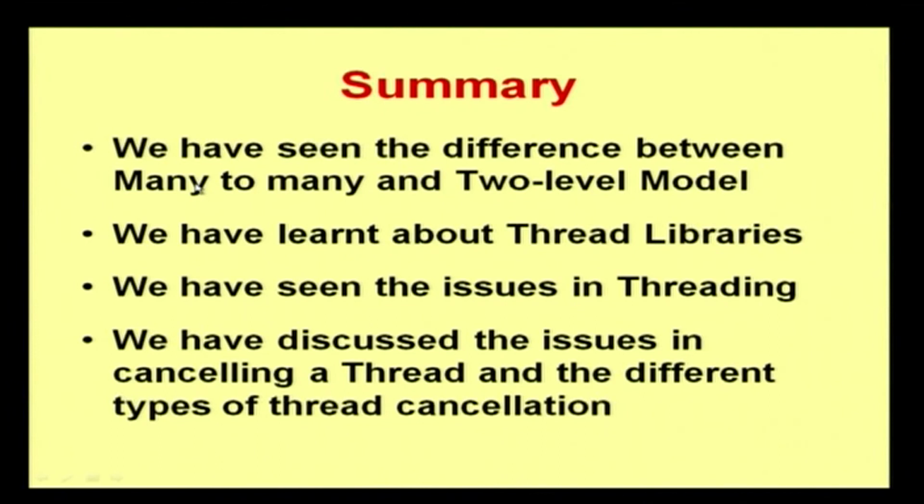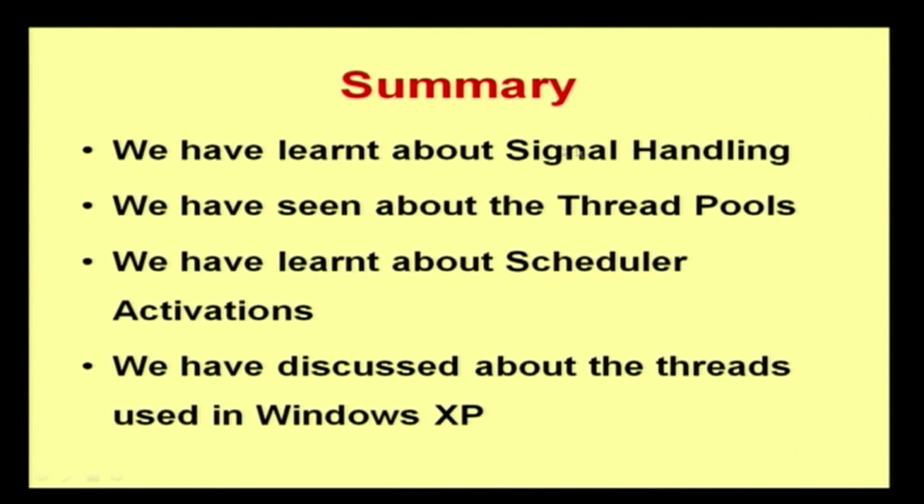What are the things we have seen in this session? We have seen the difference between many-to-many and two-level models. We have learnt about the thread libraries. We have seen the issues in threading. We have discussed how to cancel a thread and the different types of thread cancellation. We have also seen signal handling and thread pools. We have also learnt about how to activate a scheduler, and we have discussed the threads used in Windows XP. Now let us see what possible questions can arise from this session.